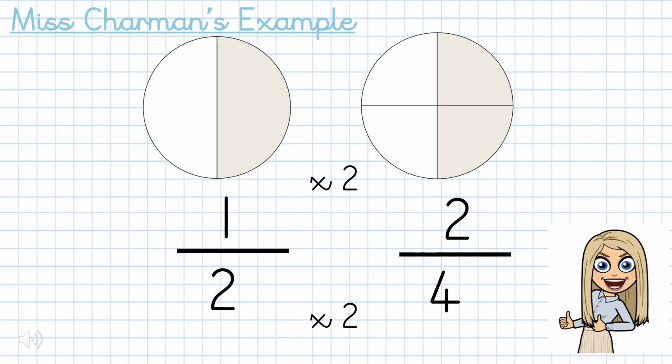You can make an equivalent fraction by multiplying the numerator and the denominator by the same number. For example, 2 times 2 is 4 and 1 times 2 is 2, which means 1/2 is the same as 2/4. You can also make an equivalent fraction by dividing the numerator and the denominator by the same number.